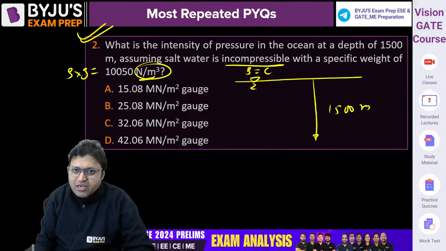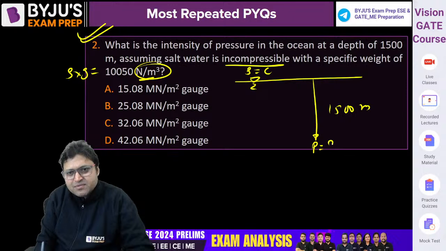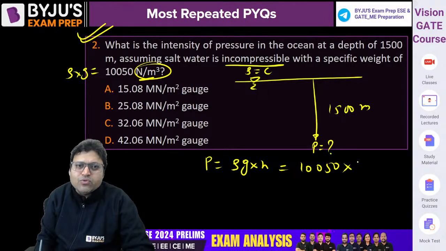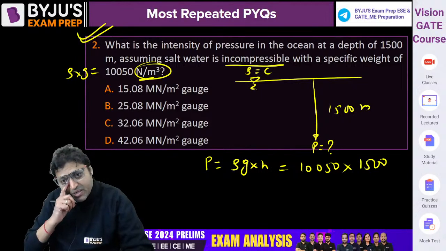If you put SI units, according to the hydrostatic law, P is equal to rho g into H. So that is 10050 into H, which is 1500. Isn't it? So how much is that?